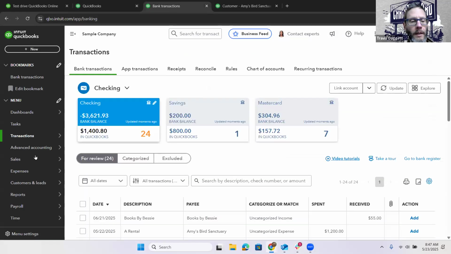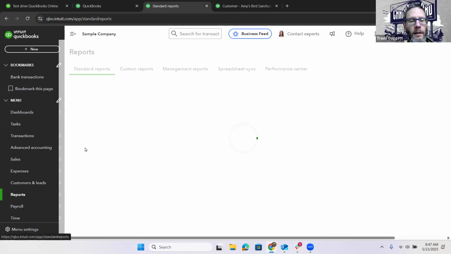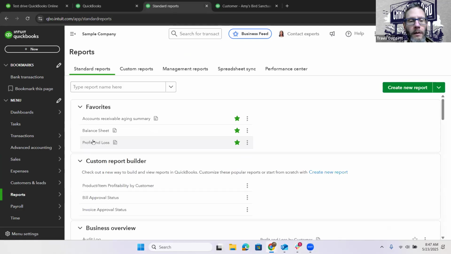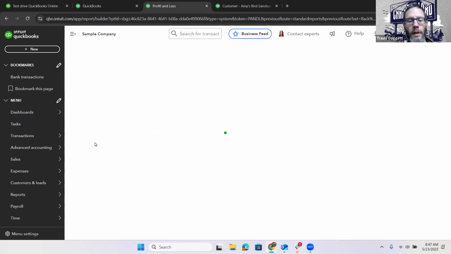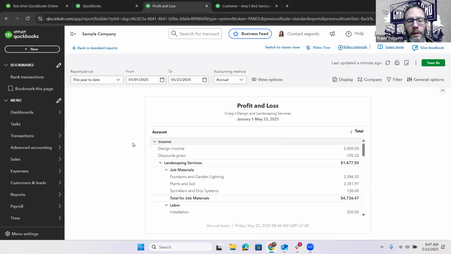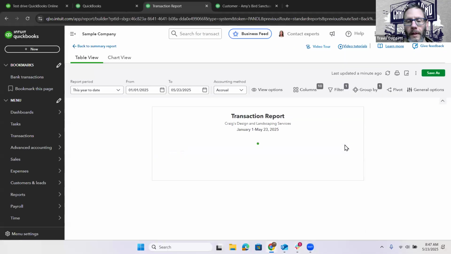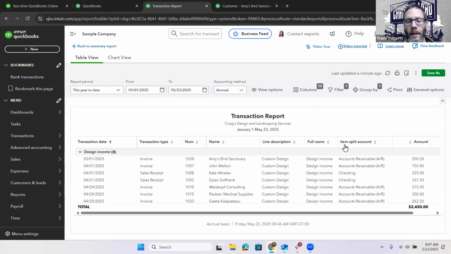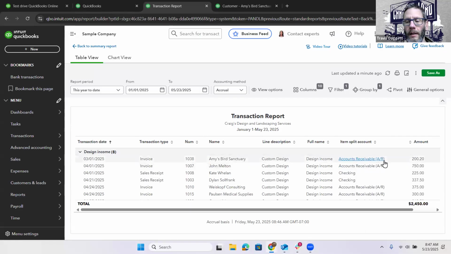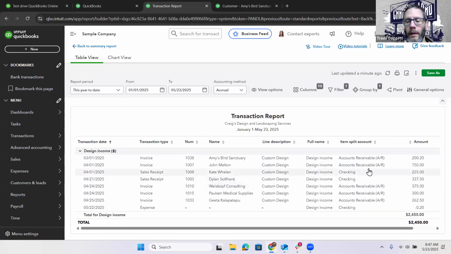We want to check the P&L and make sure that makes sense with what happened. We can look at our design income. And so we see here we have our income hitting properly, and then it's just reduced by 20 cents.